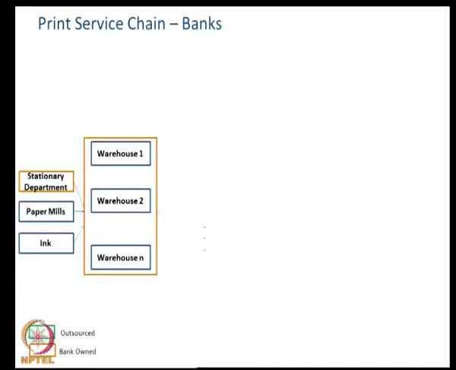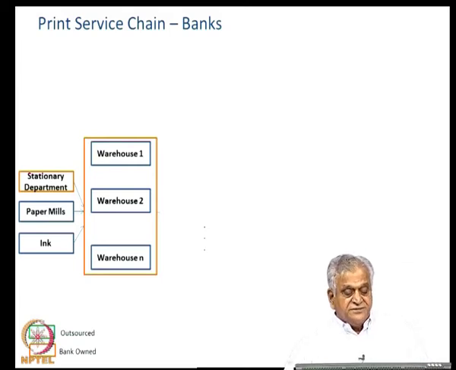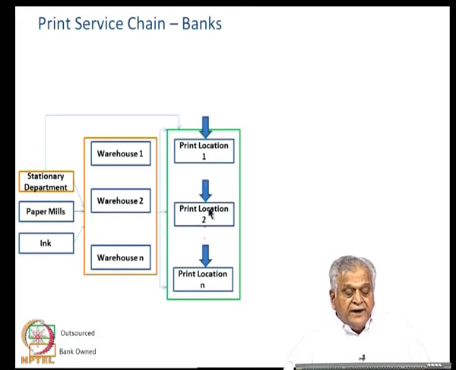If a bank has 4,000, 5,000 branches, it costs like 400 to 500 crores per annum. So these are all heavy items. What the bank typically does is the stationery department has paper mills and ink, and they bring all this stationery and warehouse it in some place. And there are the print locations.